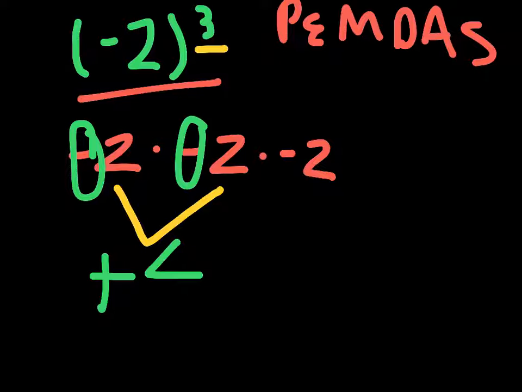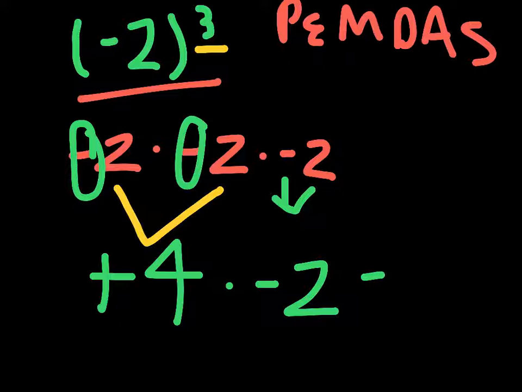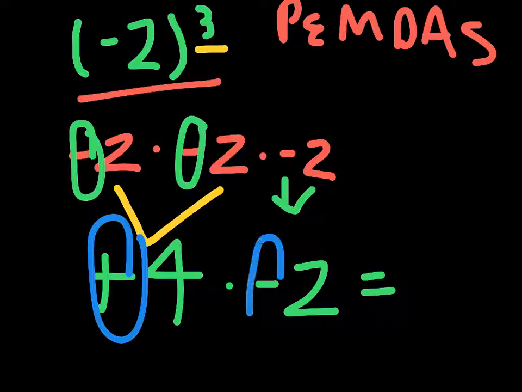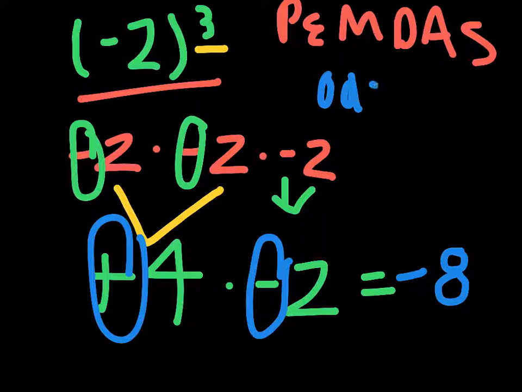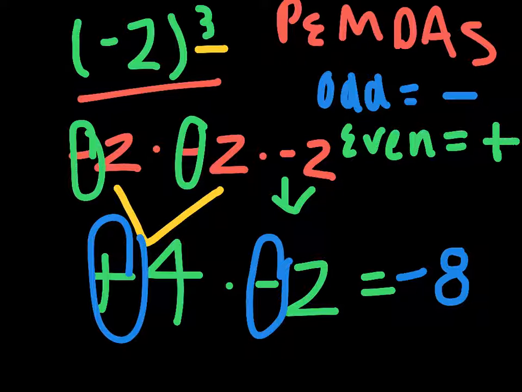2 times 2 is 4, okay? But now bringing this down, we see that it's going to be times -2. And looking, they have different signs, so the answer is going to be negative. 4 times 2 is 8. So see, if you have an odd number, it's another trick. An odd number of negative numbers, then you would have a negative. Okay? If it's even, then it's positive.